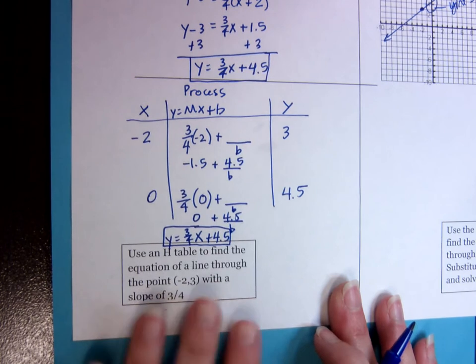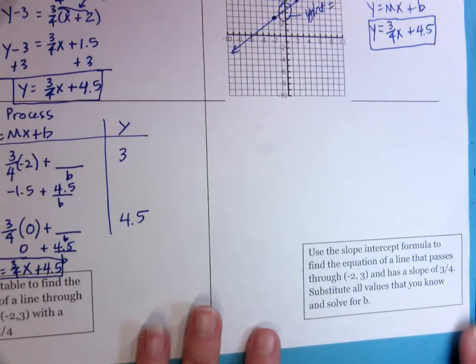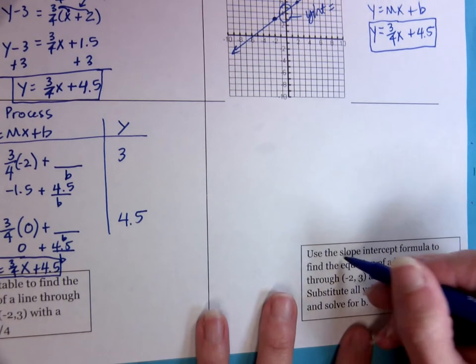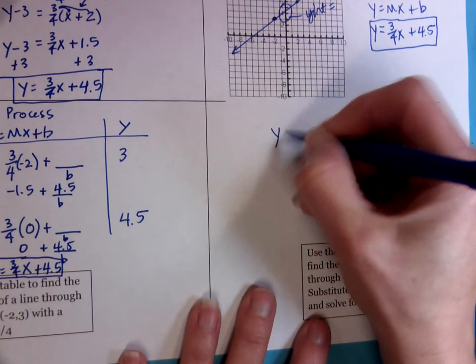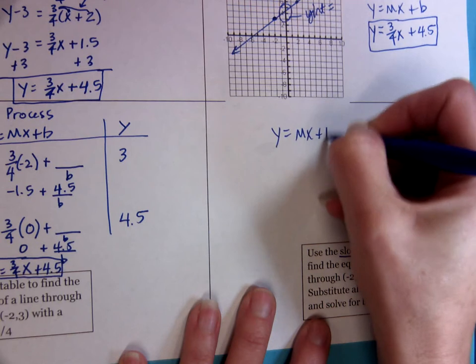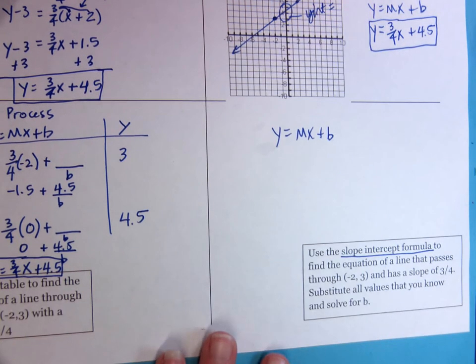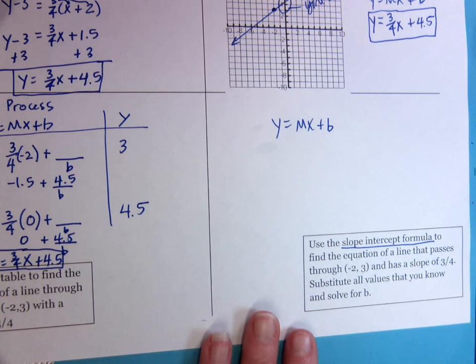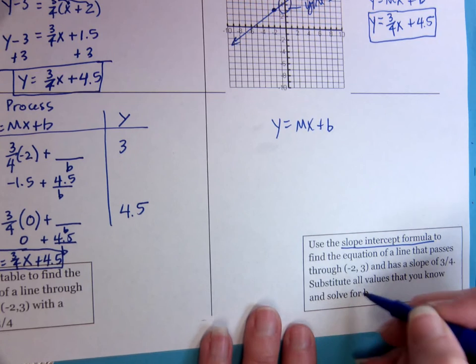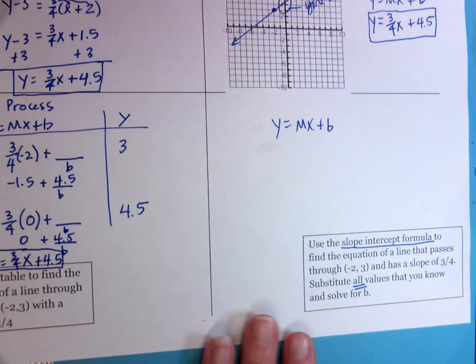That's an h table. Then the last part says, use the slope-intercept formula. What is the slope-intercept formula? Y equals mx plus b. It says to find the equation that passes through the -2, 3, and has the slope of 3/4, and substitute all values that you know and solve for b. So here's another strategy to get the same equation with that same information.